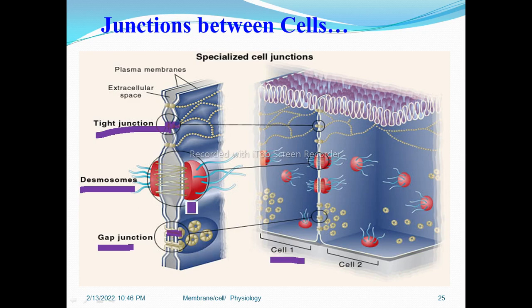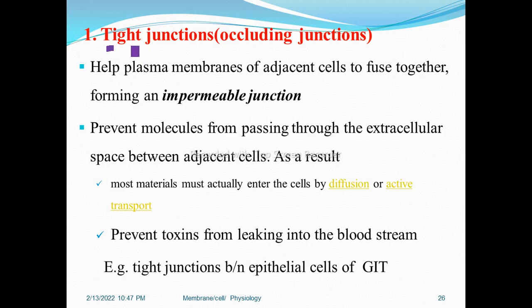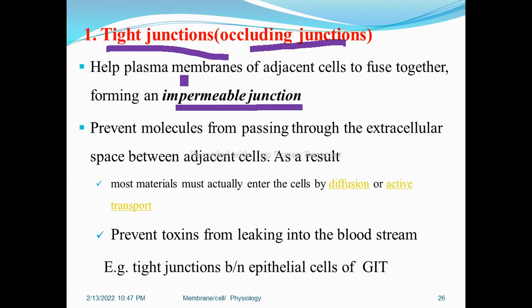So this is cell 1 membrane, this is another cell membrane, cell 2 membrane. When we join one to the other, in theory this is a tight junction or occluding junction. Tight junctions help the plasma membranes of adjacent cells to fuse together, forming an impermeable junction. Impermeable means it's not permeable to pass ions or molecules from one part to the other, and it prevents molecules from passing through the extracellular space between adjacent cells, between two cells.